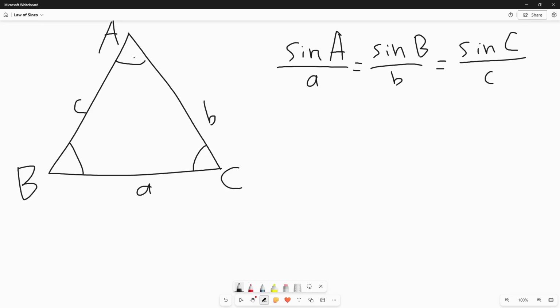So for example, for this angle, the corresponding side would be this side, A, because it's opposite to that angle. And all of that is equal to the sine of any other angle over the length of the corresponding side, which is the side opposite of that angle. And this law only works if you have two angles and one side. So for example, if you have this angle and this angle given and any of the other sides given, this one or this one, then you can use the law of sines.